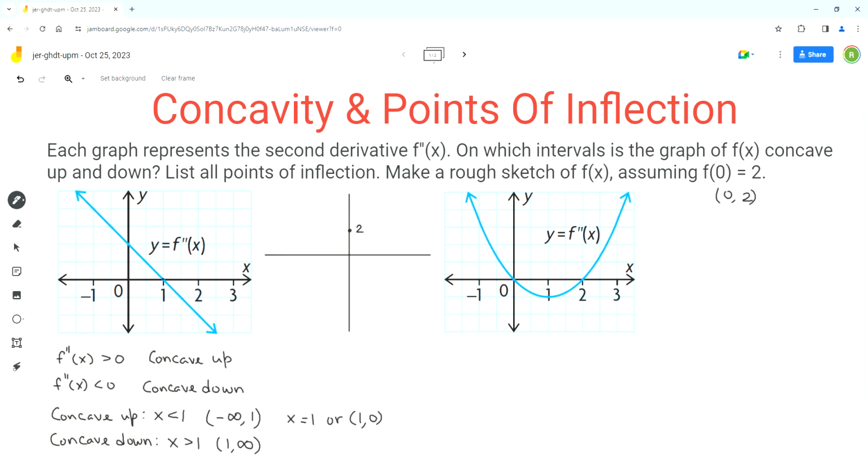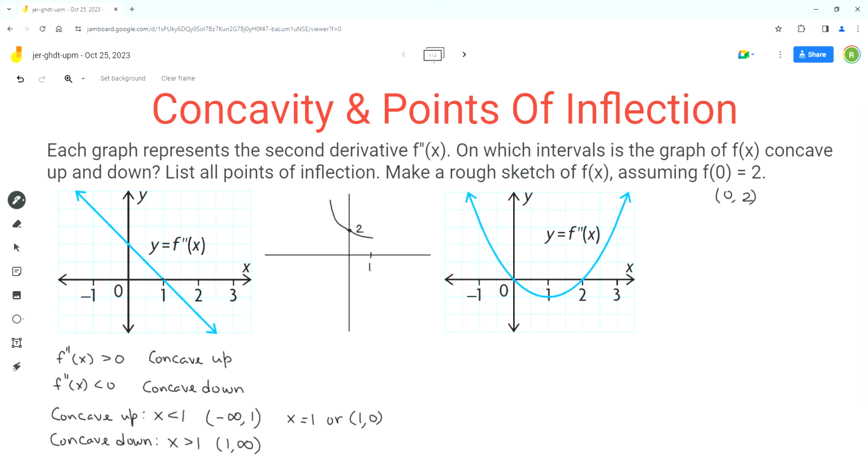Now we can analyze the intervals for concave up and concave down to sketch the function f of x. The graph is concave up to the left side of x equals 1. So let's assume x equals 1 is here. That means we can show the graph on the left side like this. I can just make it a bit better. So we can show it like this, and then it continues like this.